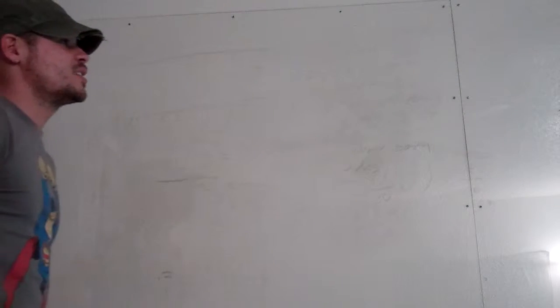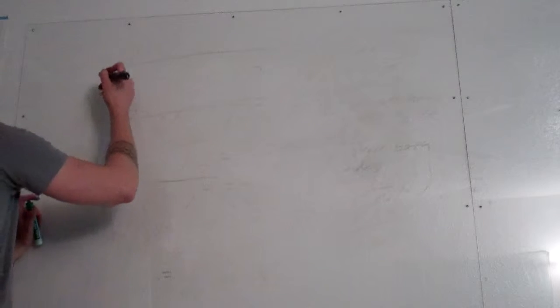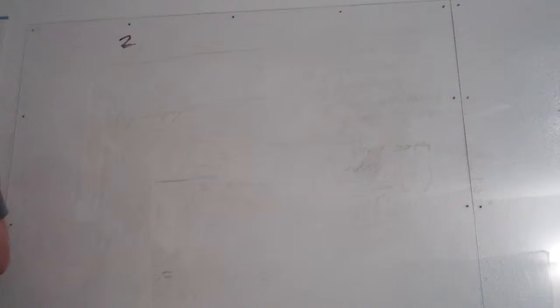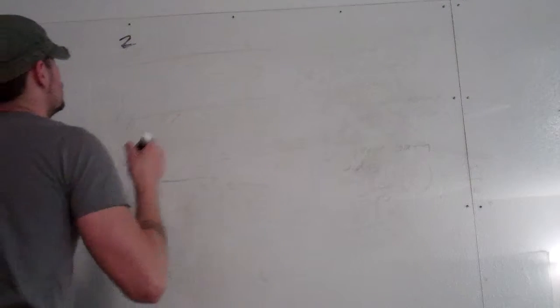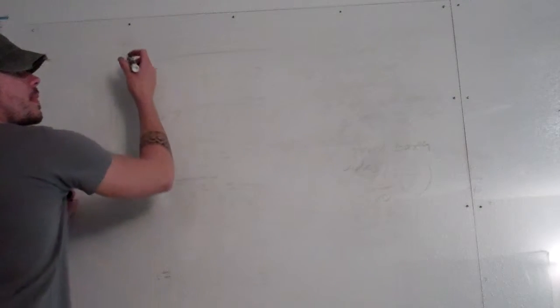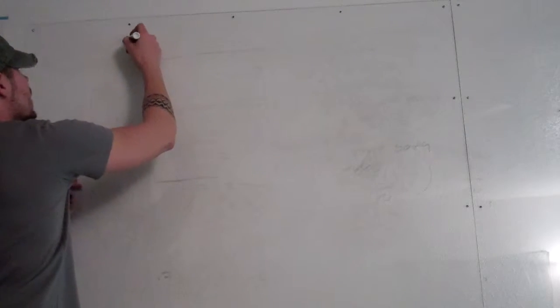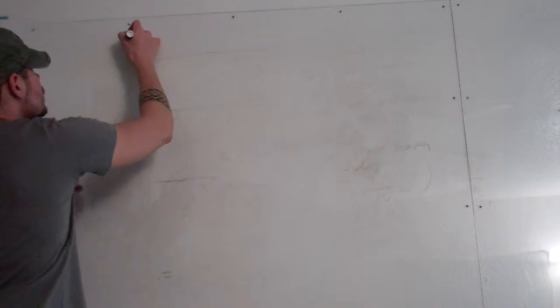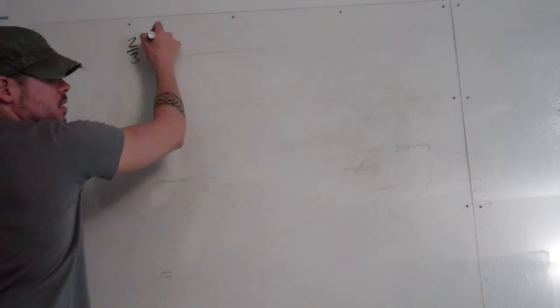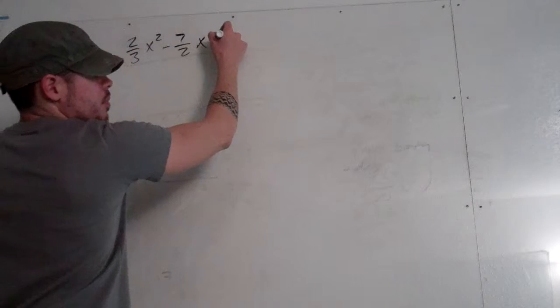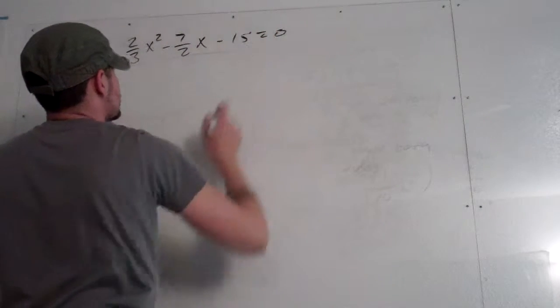Kind of got lost in that problem there. Okay. Let's go ahead and start with another one. This one's going to be a little bit more difficult. Let me get another marker, and I'll try to hit this off a little faster. Here. We have 2/3 x squared minus 7 over 2x minus 15 is equal to 0.